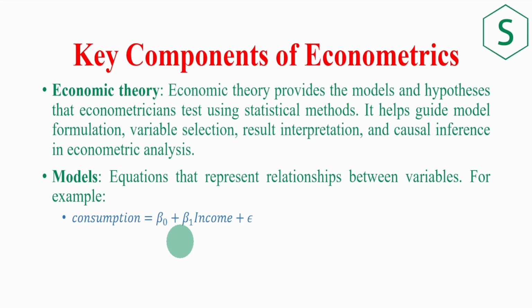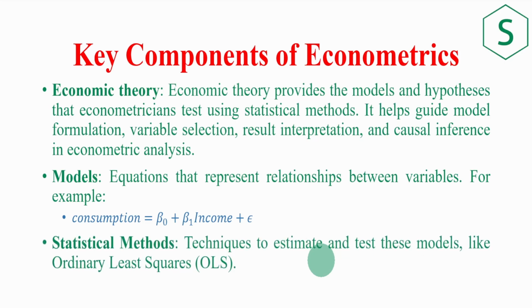The value of MPC lies between 0 and 1. It will never be negative and it will never be larger than 1. And we know that there are other factors than income that will influence our consumption behavior. These factors are captured by the error term, that is the epsilon.